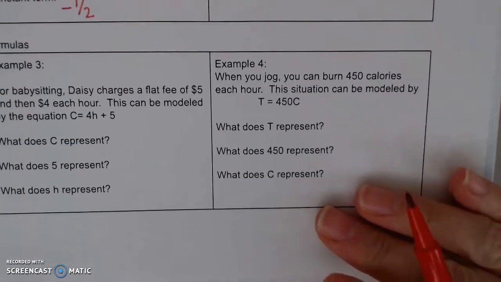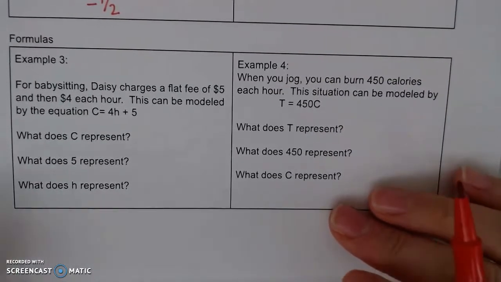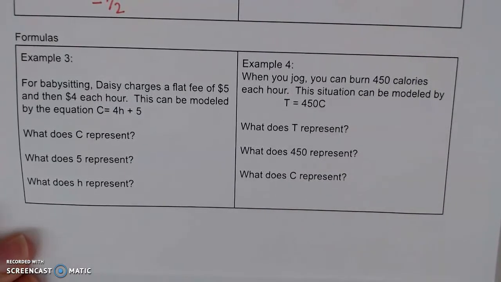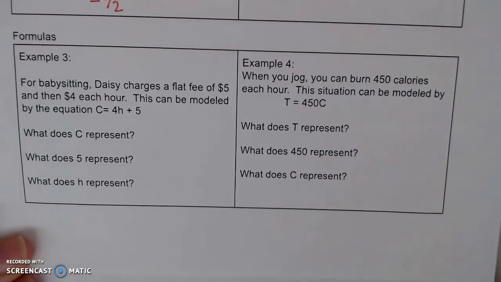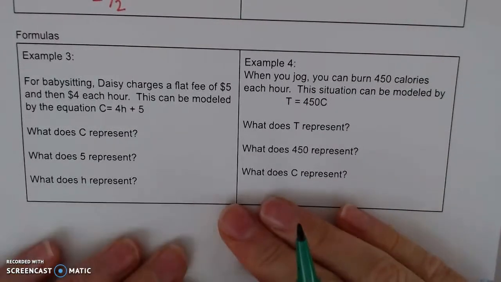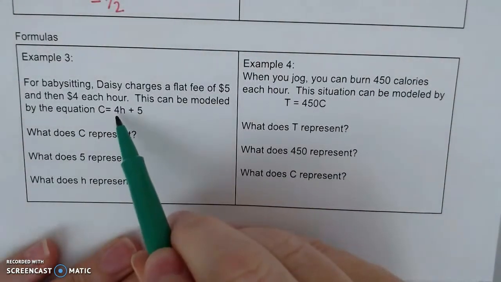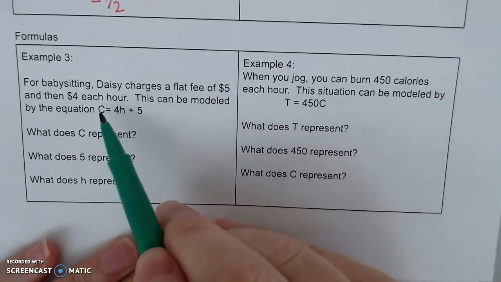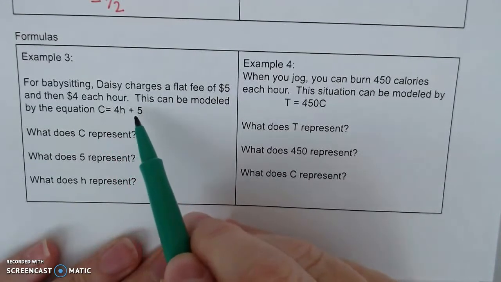All right, for the last types of problems, they're going to give you a given equation, tell you what it means, and then they're going to ask you questions about it. So for example 3, for babysitting, Daisy charges a flat fee of $5 and then $4 each hour. So you can see that, here's my $4 and here's my 5. This can be modeled by the equation C equals 4H plus 5.